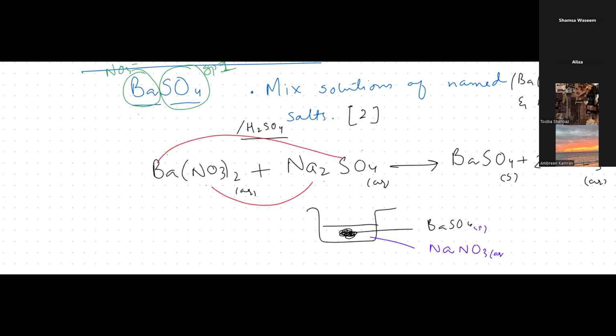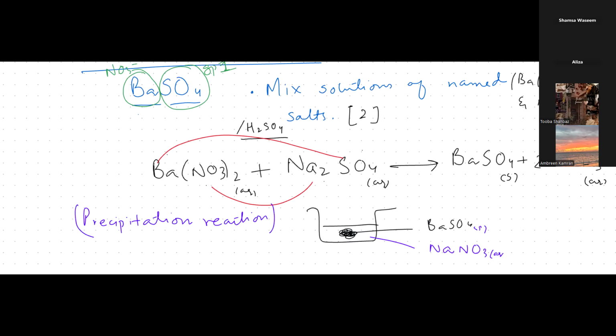One of the salts is going to be insoluble, which is going to be seen as the precipitate. And this process we call a precipitation reaction. The formation of an insoluble salt is known as a precipitation reaction. So the preparation of an insoluble salt is also known as a precipitation reaction.